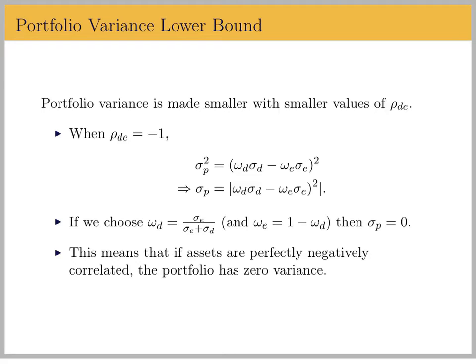So this is all just a very long way of saying that in this special case, when rho is equal to -1, that is when the two assets, D and E, are perfectly negatively correlated, you can find a weight so that your portfolio has 0 variance or 0 volatility. That doesn't mean that any weight will do. You can't just form any portfolio of those two assets.